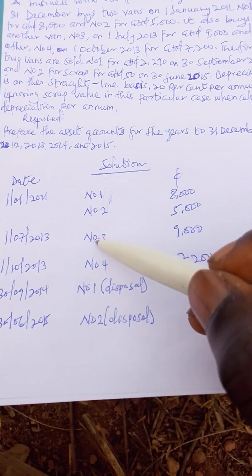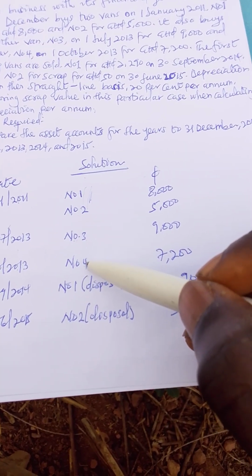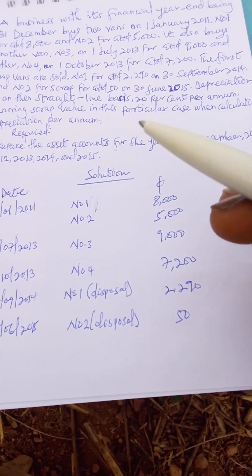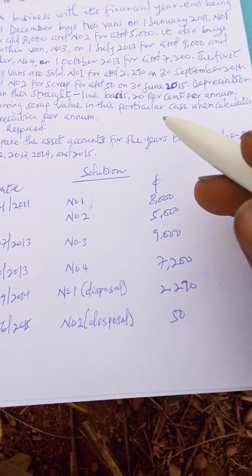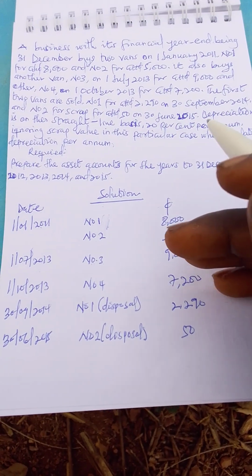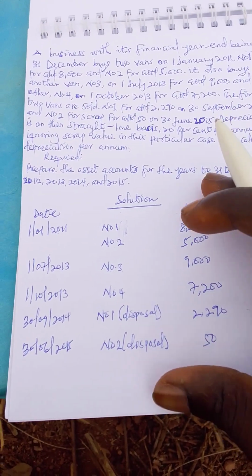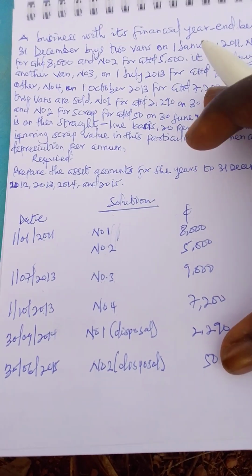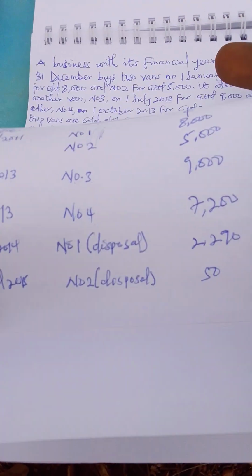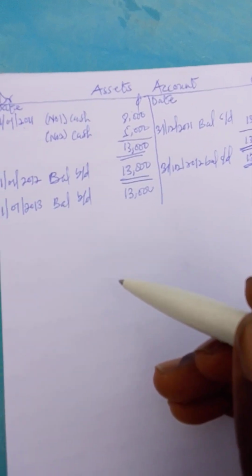So we are going to record asset number 3 and asset number 4 in 2013, adding up to the balance brought down for 2012. Then you will see the total amount of assets that we have for 2013, which we are taking to 2014. So let's record them.